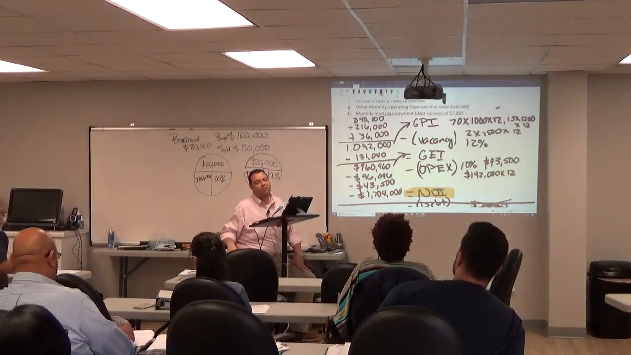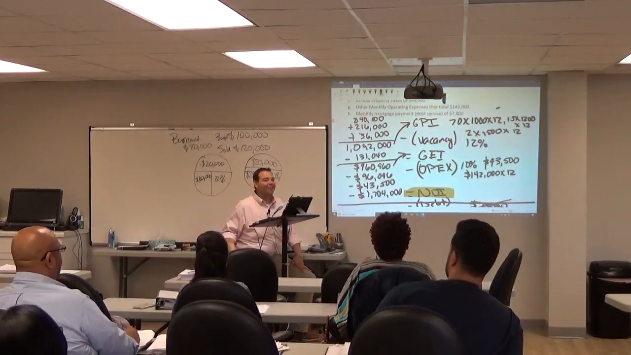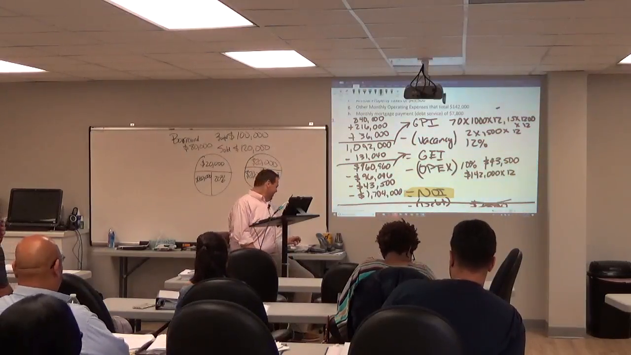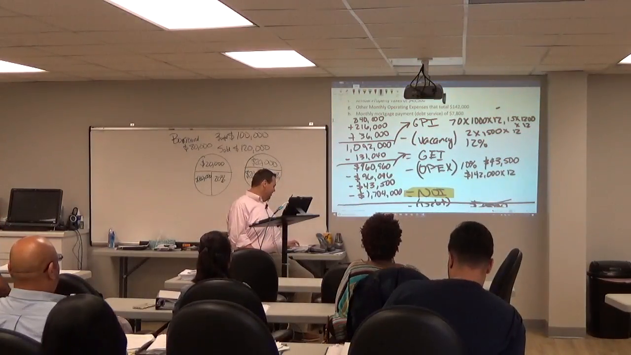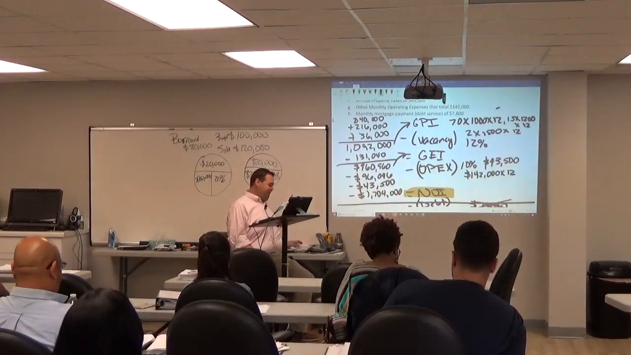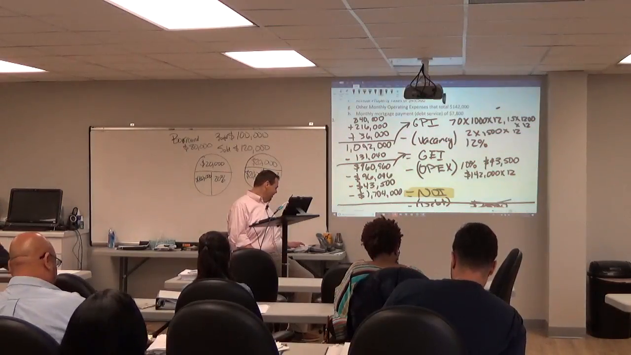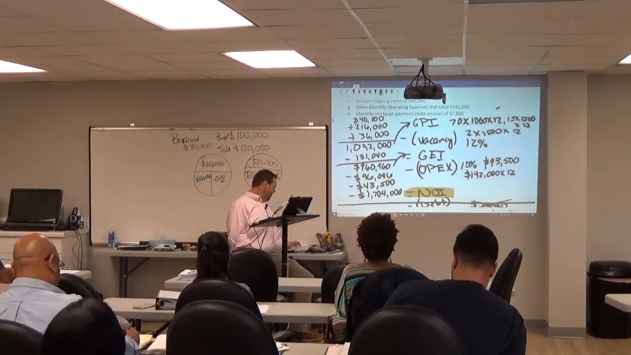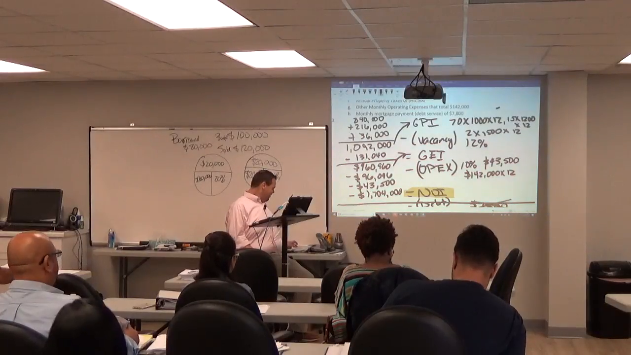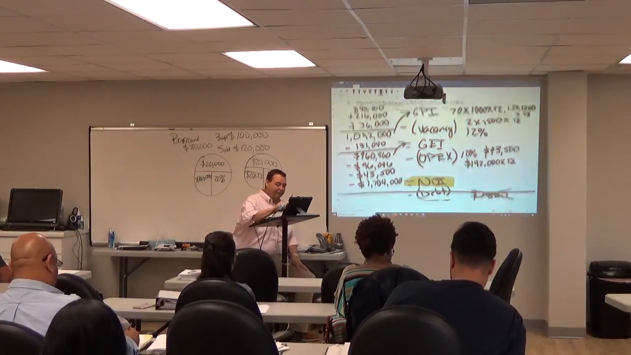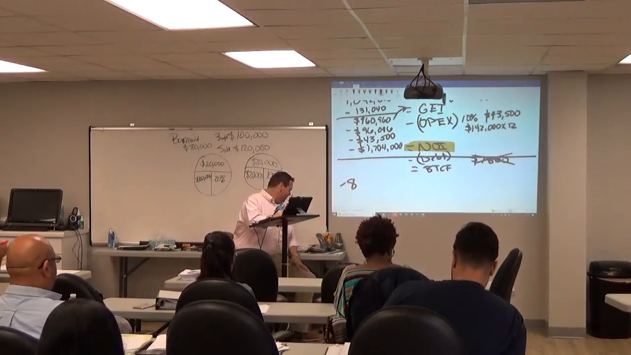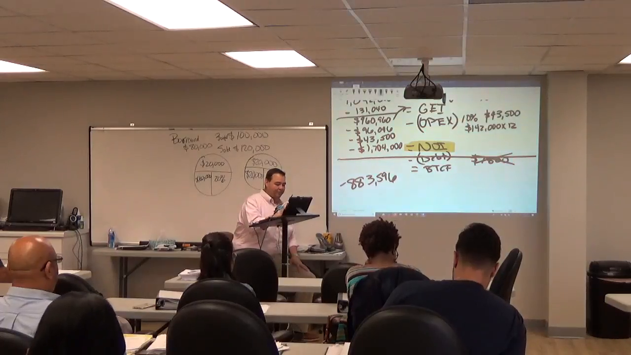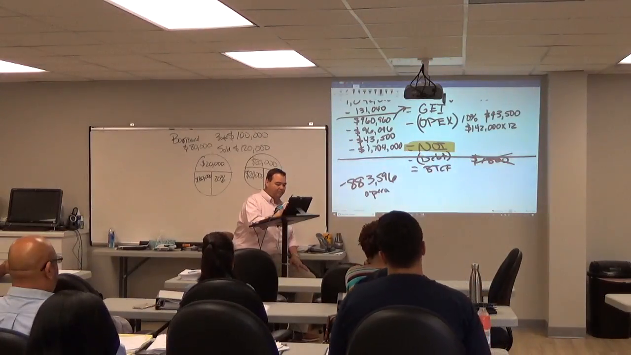We have managed this property very poorly. We have allowed our expenses to get out of control on this property. So if we take $960,000 gross effective income and we subtract 96,096 minus 43,500 minus 1,704,000, we end up with a negative $883,596 operating loss.